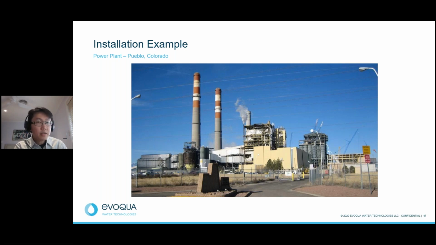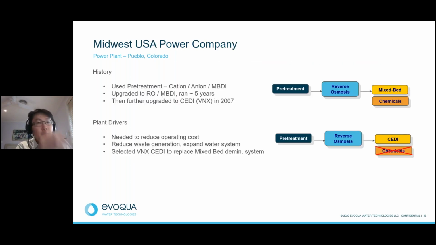So let's come to this example. There's one power plant example in Colorado, a Midwest US power company. Before, they used the old-style pre-treatment, that is the cation iron and anion bed, and after that the mixed bed DI. Then in the 1990s, they upgraded to the RO system, and after running for 5 years, they upgraded all the mixed bed DI modules to the VNX in 2007.